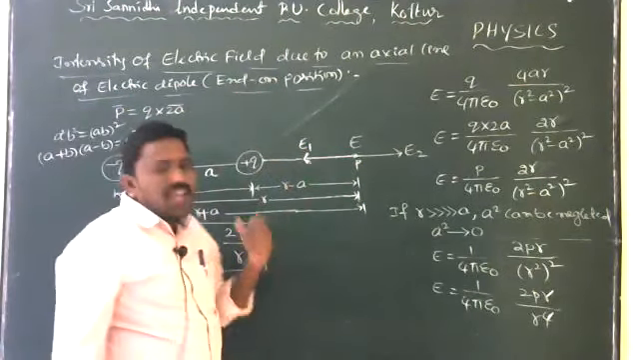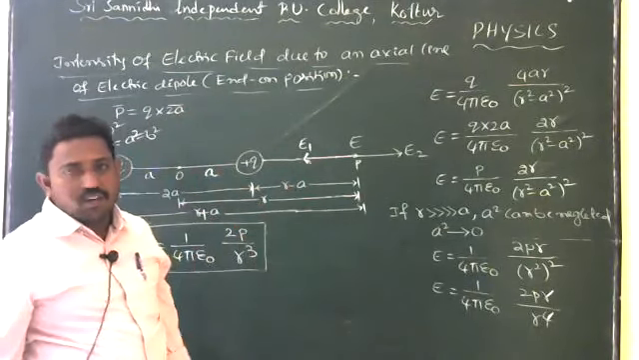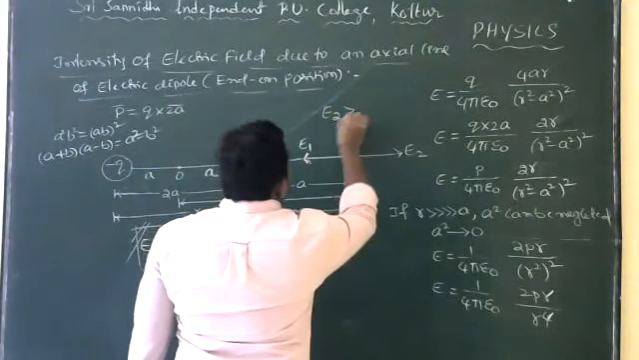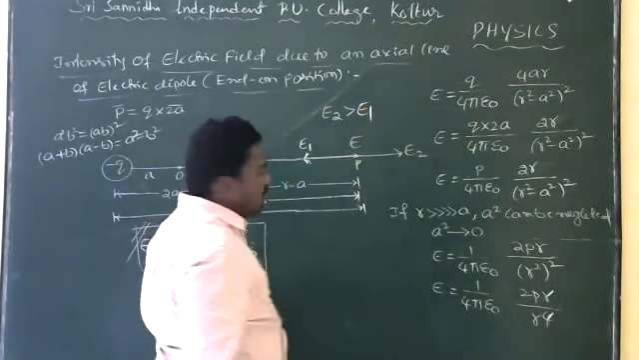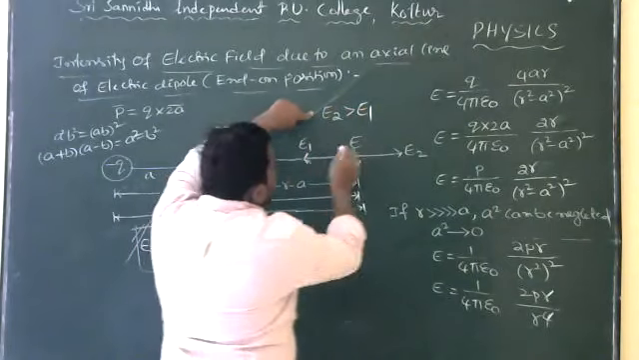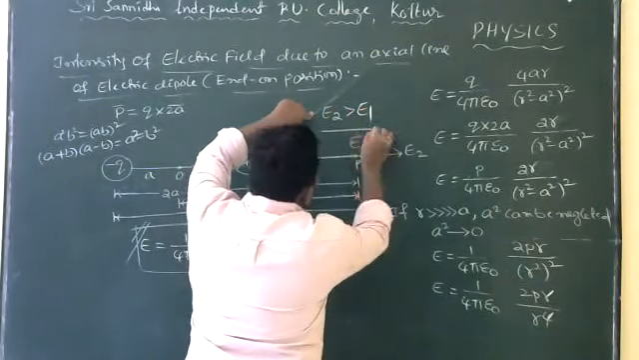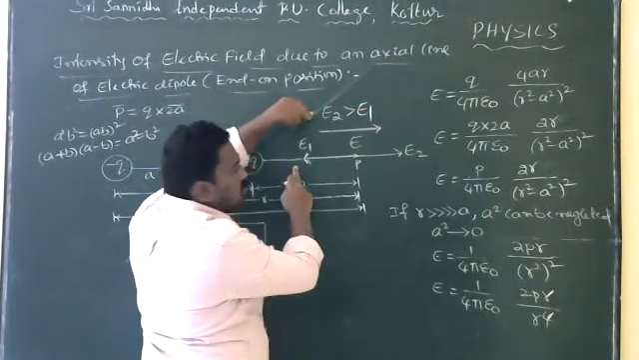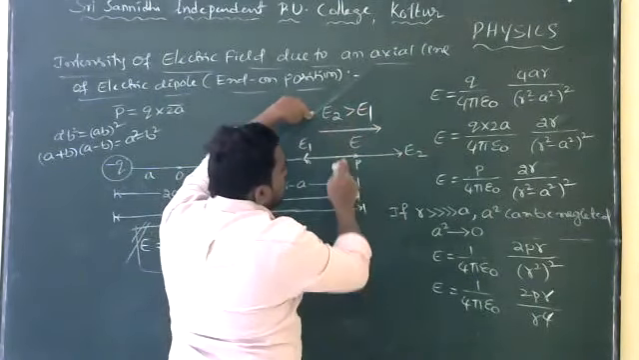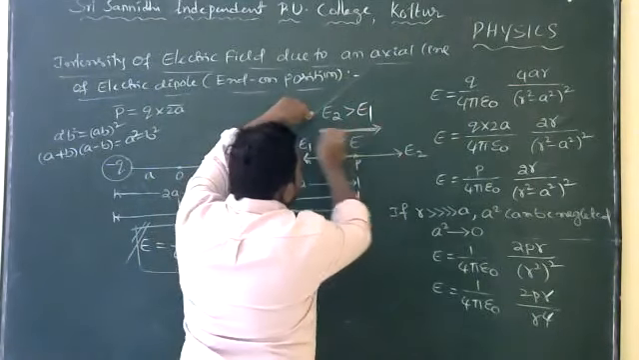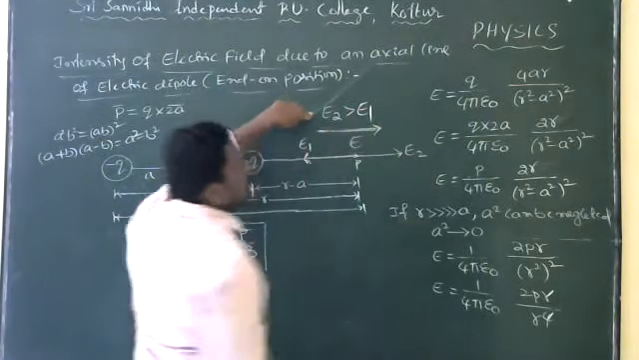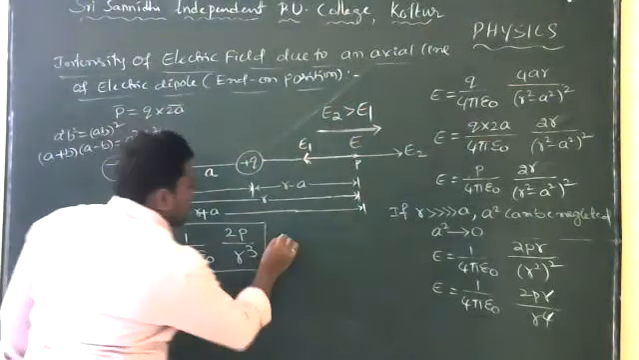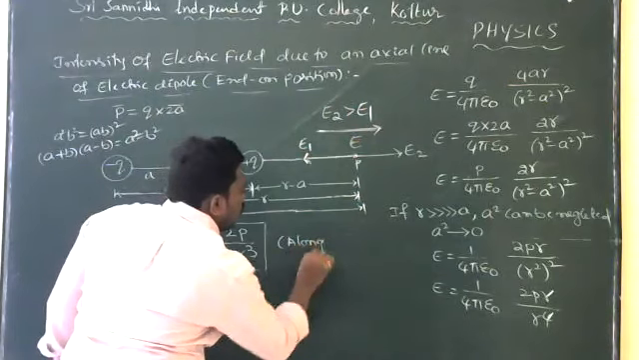So in what direction is the resultant intensity of the electric field? We know that here E2 is greater than E1. So therefore the resultant electric field direction is along the dipole axis. This is the higher value, this is the lower value. So therefore E2 minus E1 is equal to E. In what direction does the resultant electric field act along the dipole axis? That means along OP direction. So this is along OP.